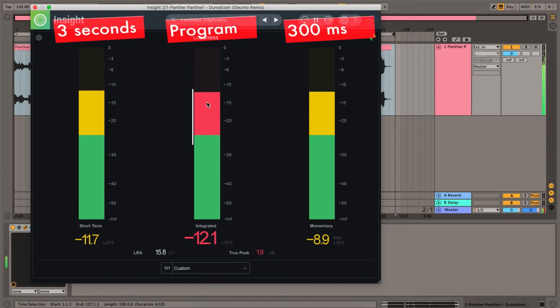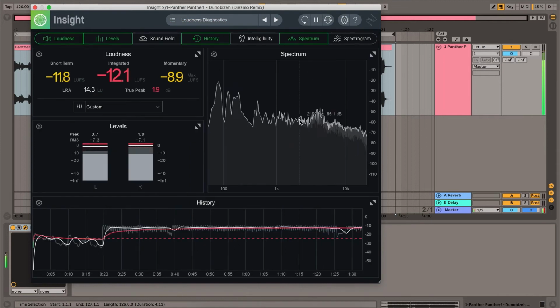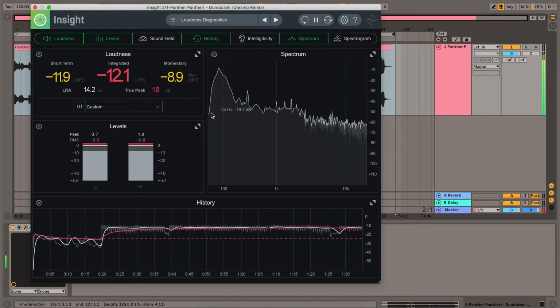Number 1, momentary loudness. This is averaged over 300 milliseconds. 2, short-term loudness. This is measured over a period of about 3 seconds. You can see that both measure pretty close to each other. More often than not, short-term loudness will measure a bit more since it measures over a longer period.